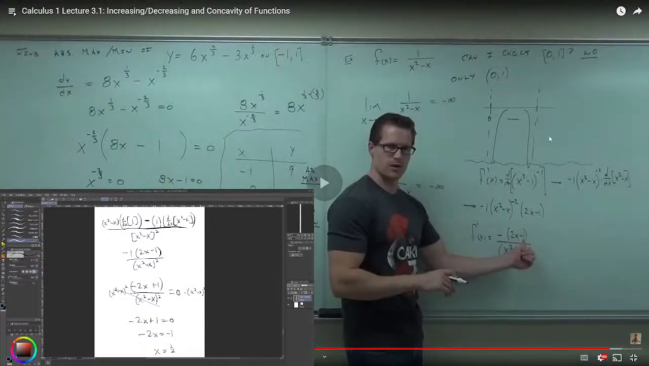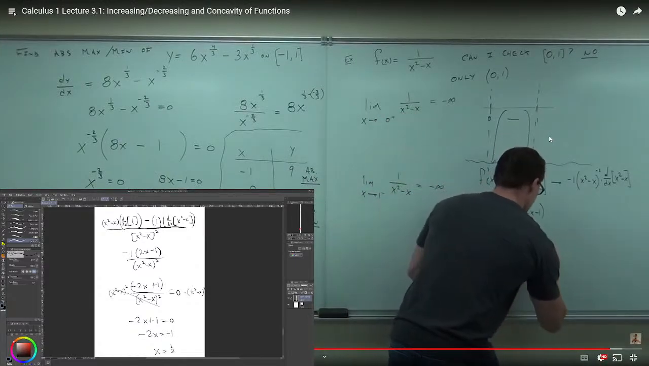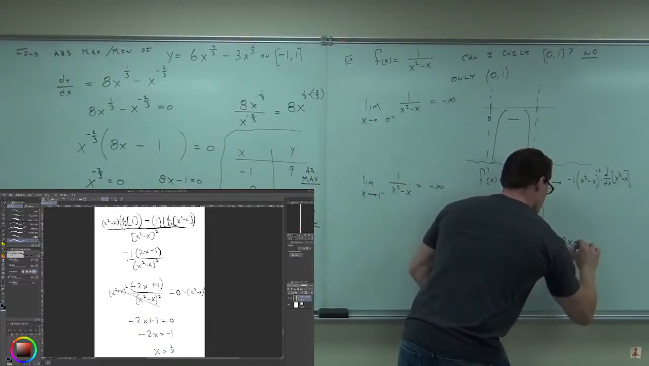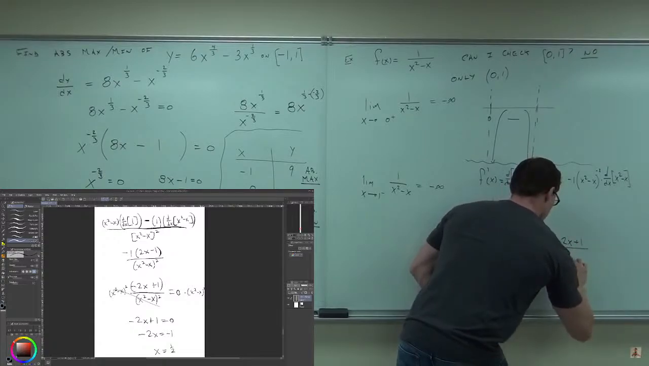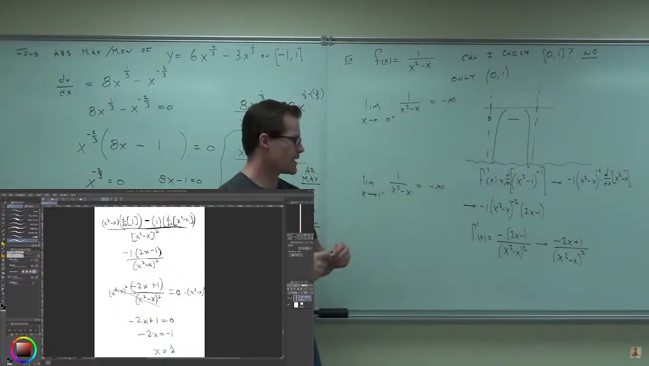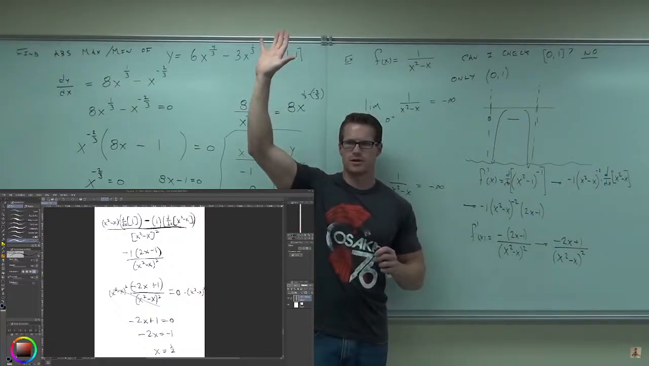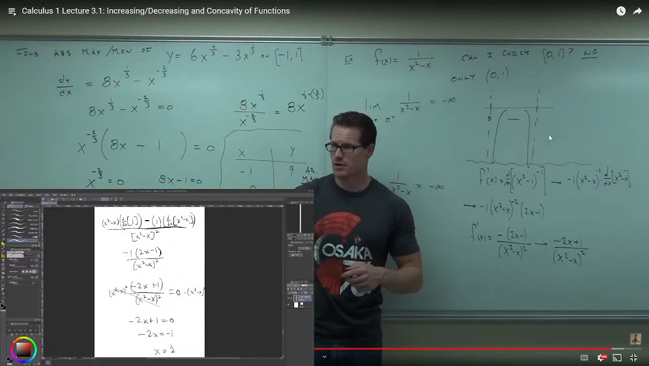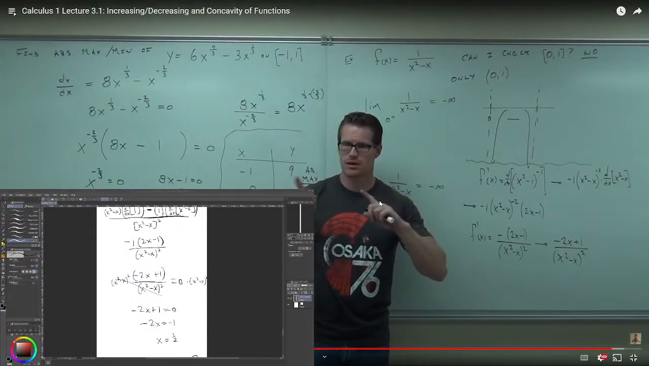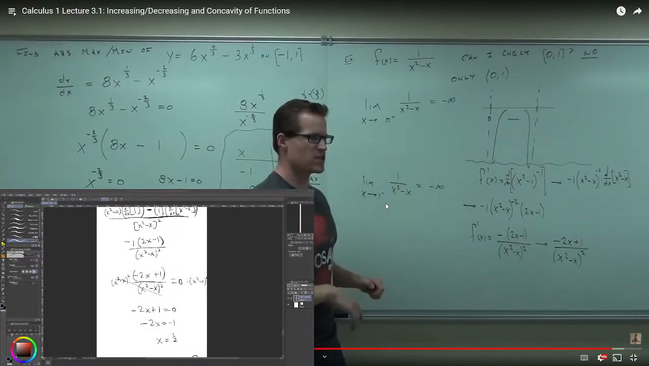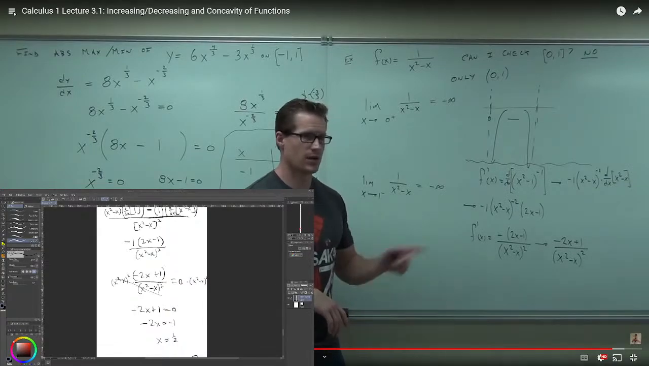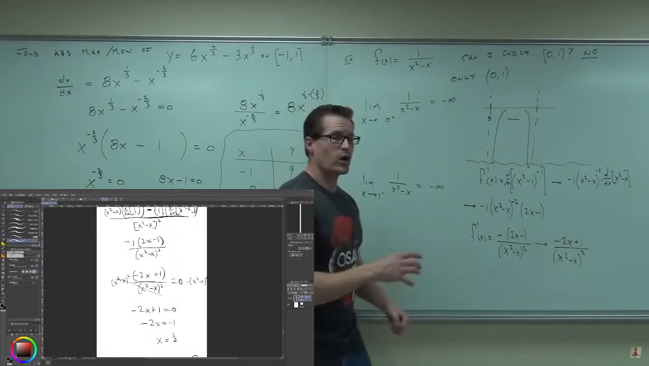Okay, I did that. You're wrong there. So here, I definitely get negative 2x plus 1 over x squared minus x squared. Show of hands, how many people found that derivative? If you did the quotient rule, you'll get the same thing. You just have to distribute, and you'll get negative 2x plus 1. Did anyone do it that way, quotient rule? You got the same thing? Perfect.